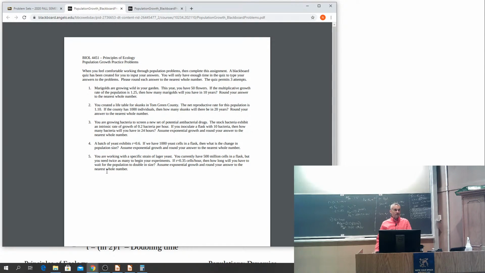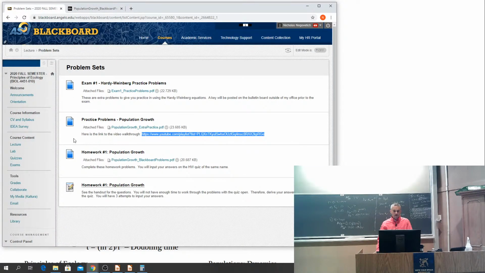I say round to the whole number, and I mean that. If it ends with a 5, you round up. If it's below 5, you leave it the same. That's going to be our rounding rule. So these are practice problems. You need to work through them, and you need to complete them.